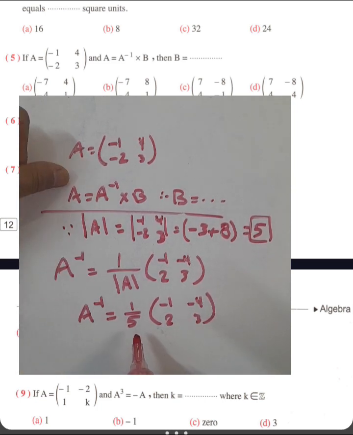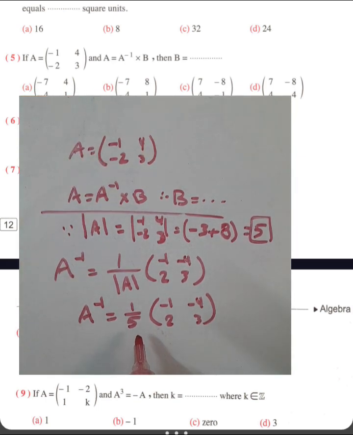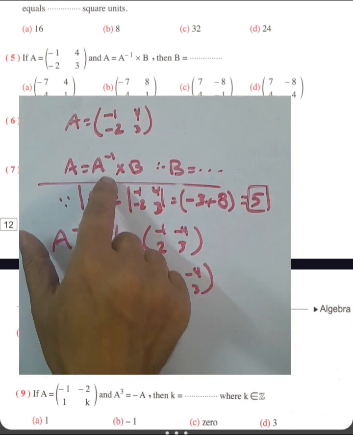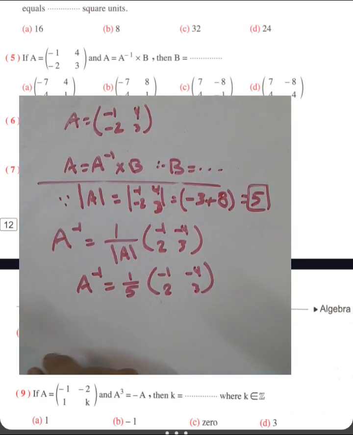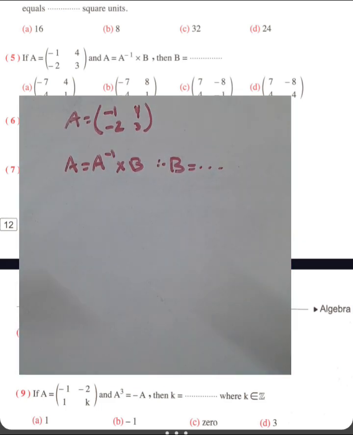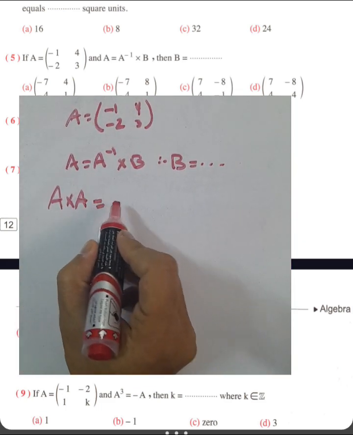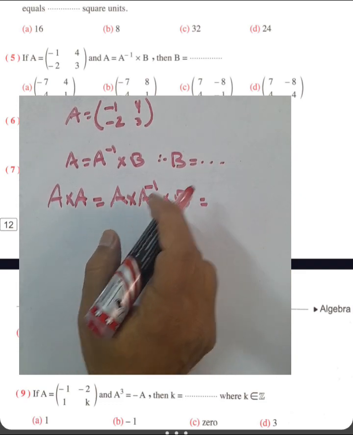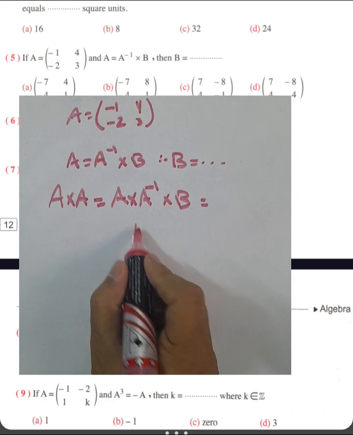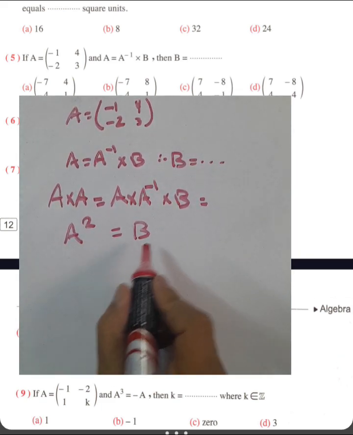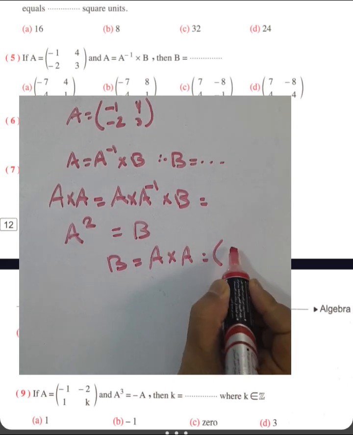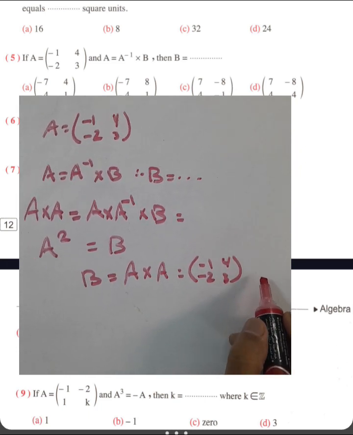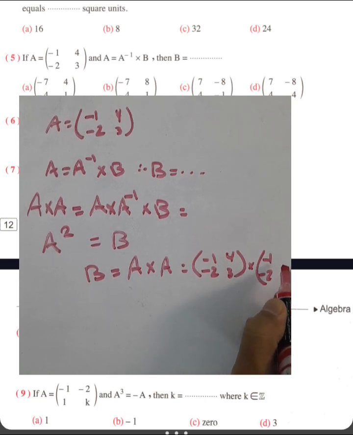They give us A equals the inverse of A times B. We want to find matrix B. To find matrix B, multiply by A first and second. We have the inverse of A here, and you can write A times the inverse of A times B. A times the inverse will be the identity I, and I times B will be B, then B equals A squared. You can write B equals A times A. We have negative 1, negative 2, 4 and 3, multiplied by itself: negative 1, negative 2, 4 and 3.